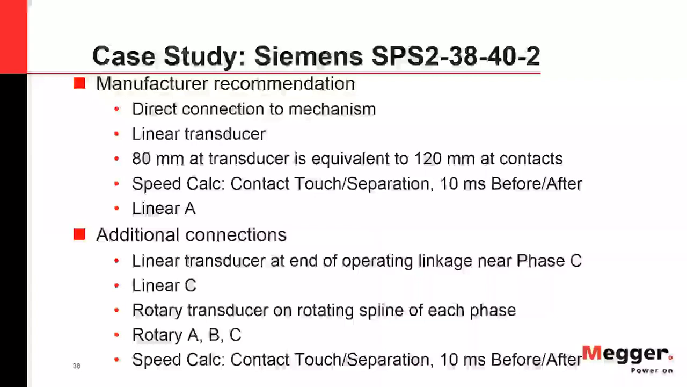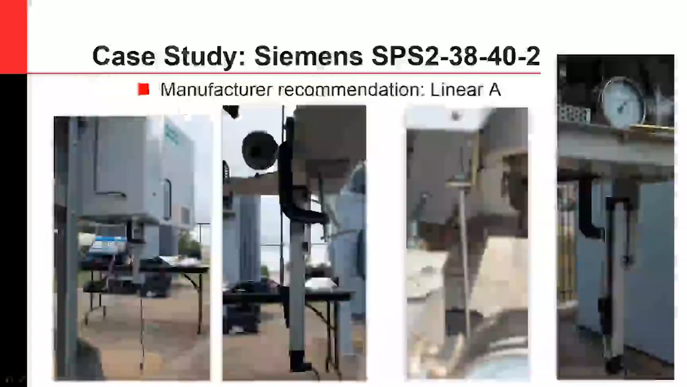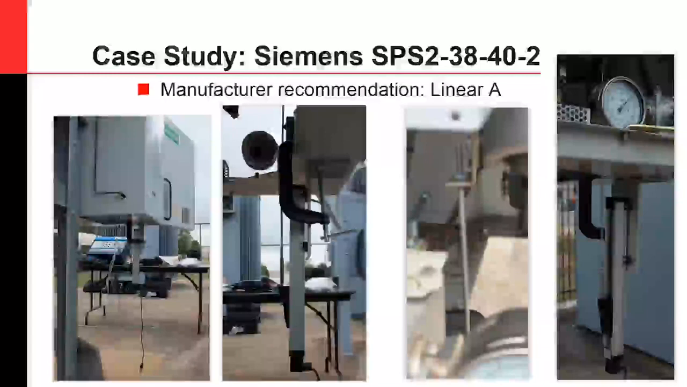What I did is we put these on each spline on each phase, and we're going to call it rotary A, rotary B, and rotary C for A, B, and C phase. And then we'll use the same speed calculation points for these as well.